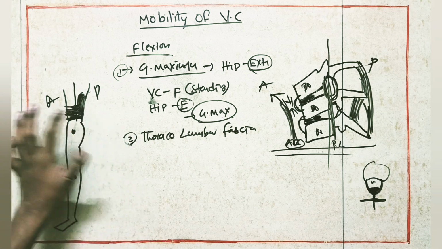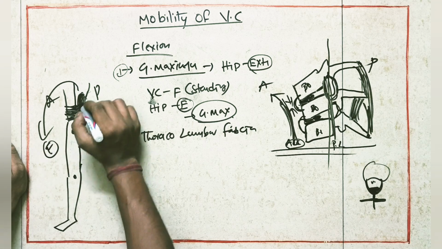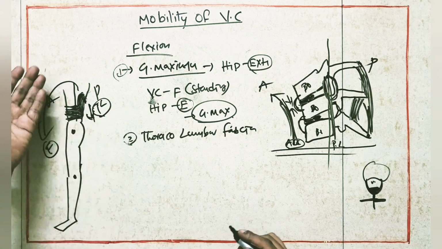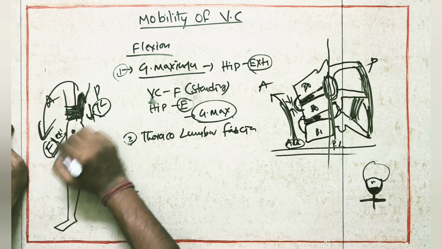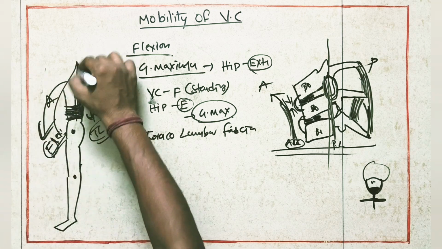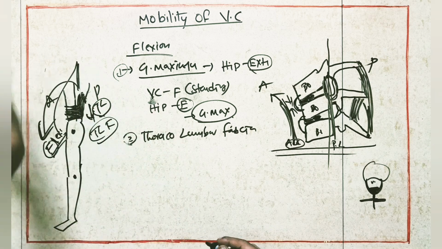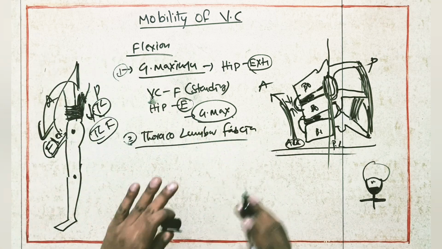Because of the thoracolumbar fascia, if the patient is going for flexion, the pull of the thoracolumbar fascia is again going to prevent further flexion in the vertebral column. So because of the pull of the thoracolumbar fascia, the patient will also come back to the normal position without going into further flexion. These are the things we should observe in the flexion movement of the vertebral column. Okay, now we'll see extension.